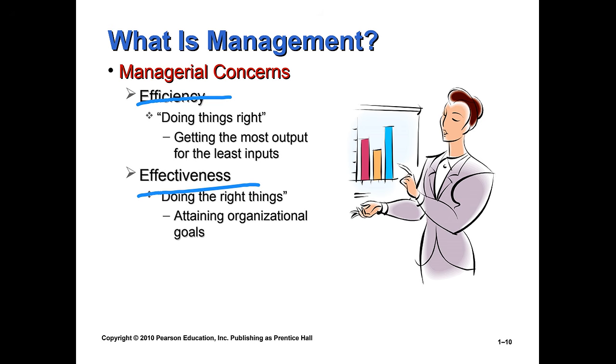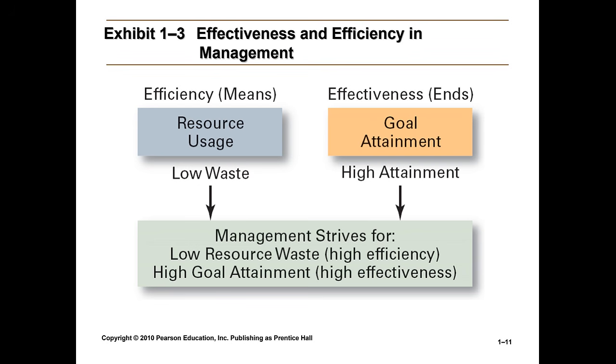So getting the most out of the least is also efficiency. Effectiveness is when you are trying to attain your goals. So let me explain this, and I will also give you examples of effectiveness and efficiency. So if we talk about efficiency, we are talking about resource utilization. Okay, so what are the resources?